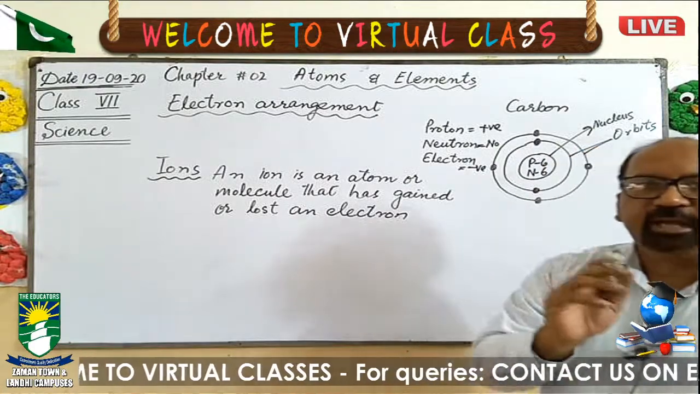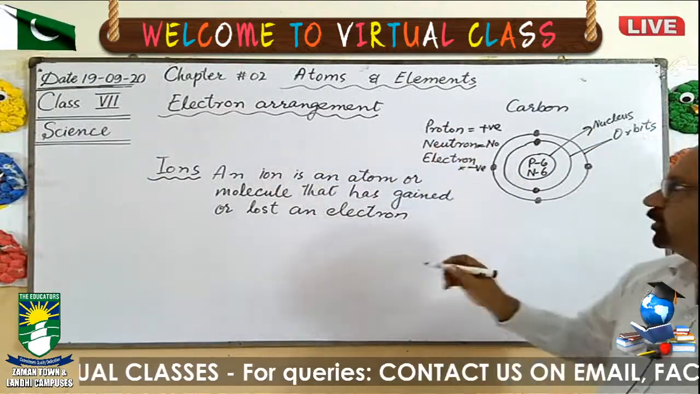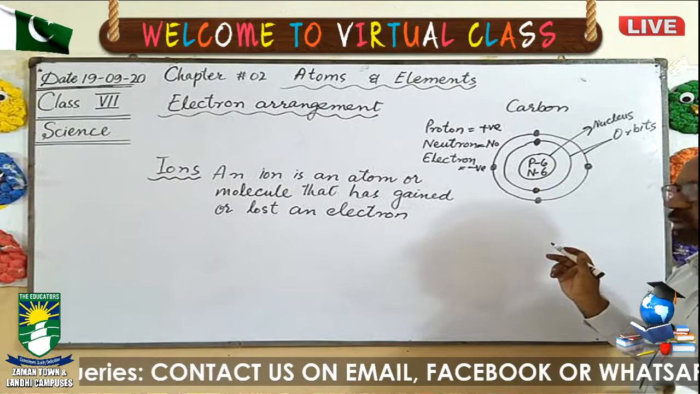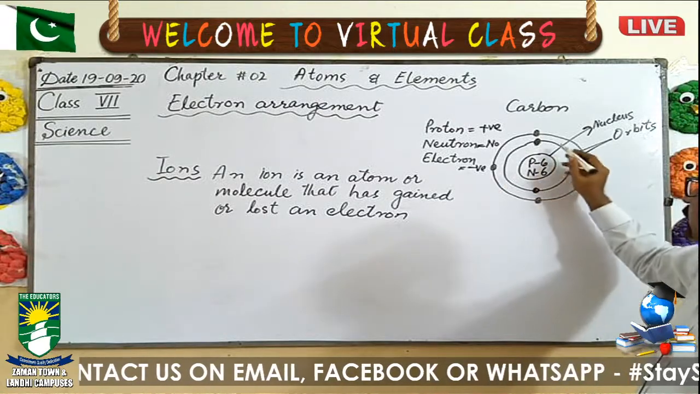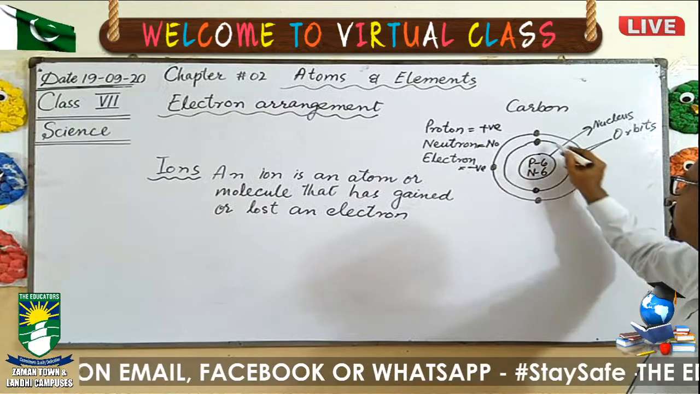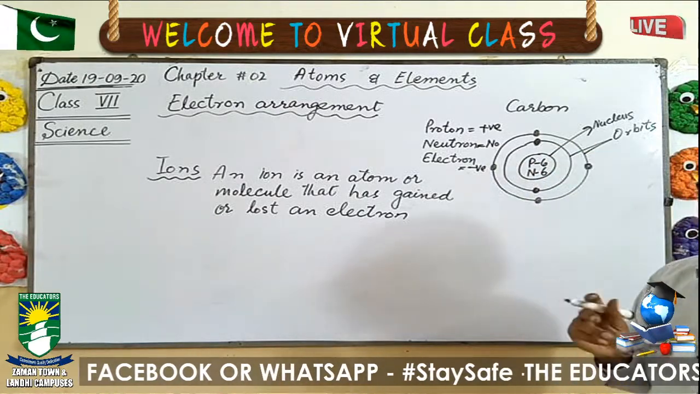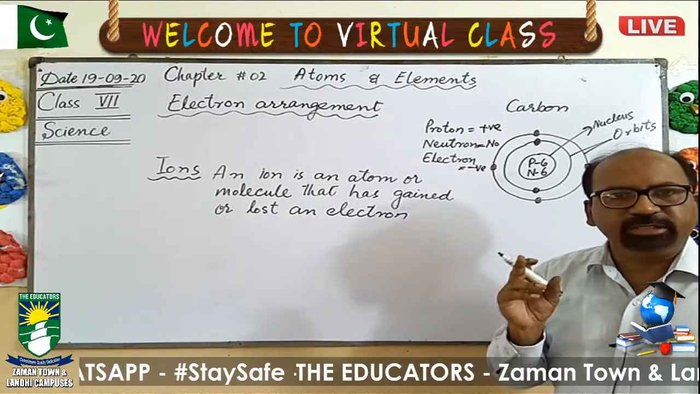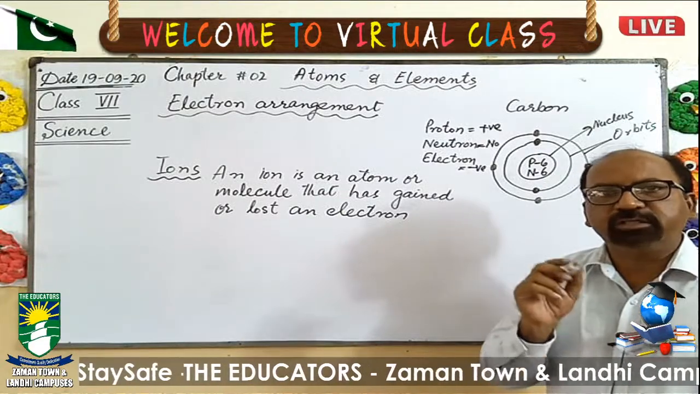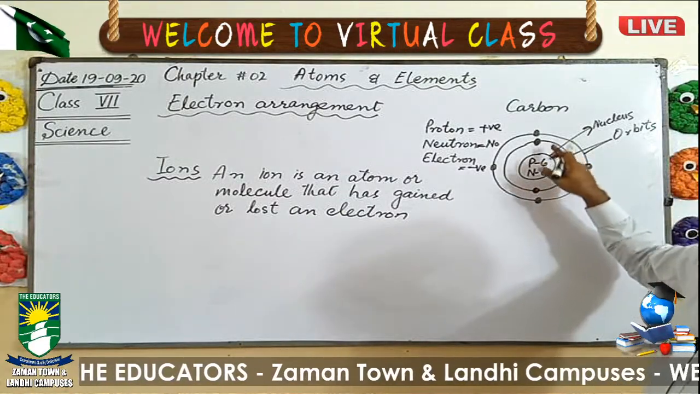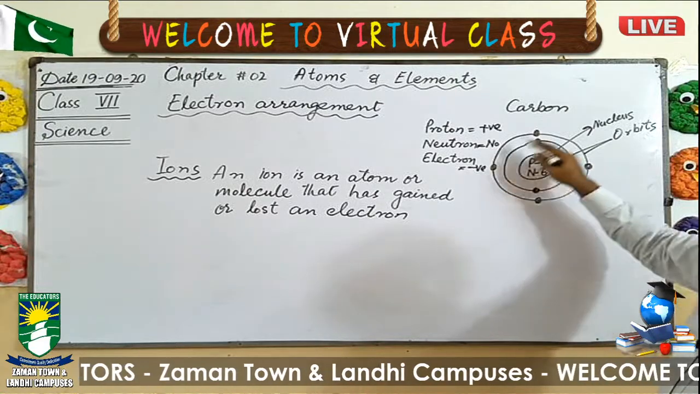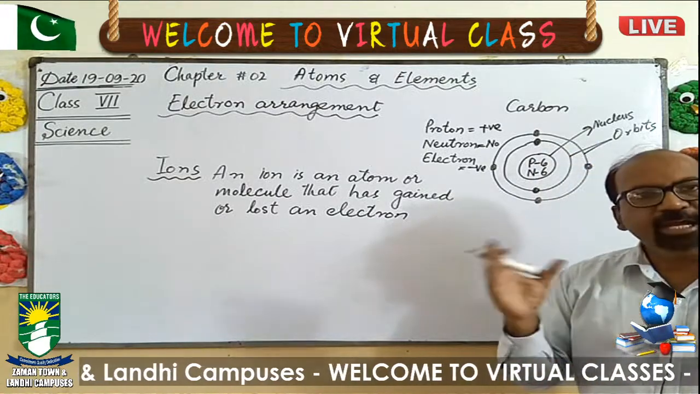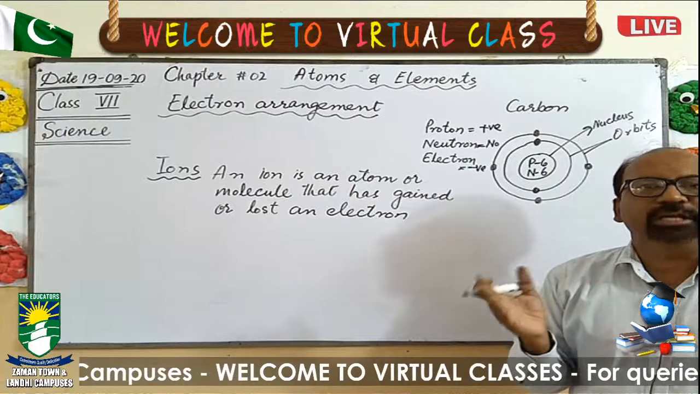So let's come towards the arrangement, how the electrons can be arranged. The arrangement of electrons starts from the first shell. This is the nucleus and this is the first shell. In the first shell, the maximum number of electrons can be 2, not more than 2. Only 2 electrons can be placed in the first orbit, and in the second orbit it can be 8. They can be less than 8 but not more than 8.